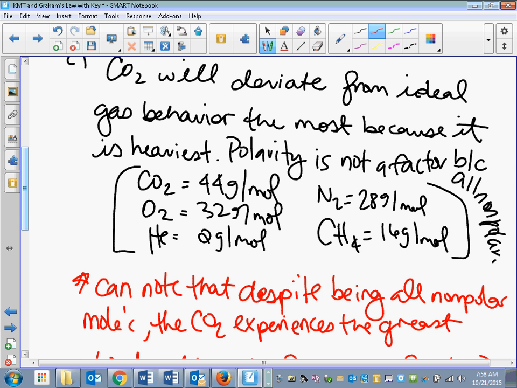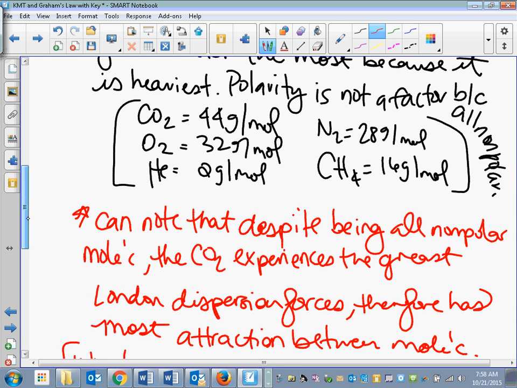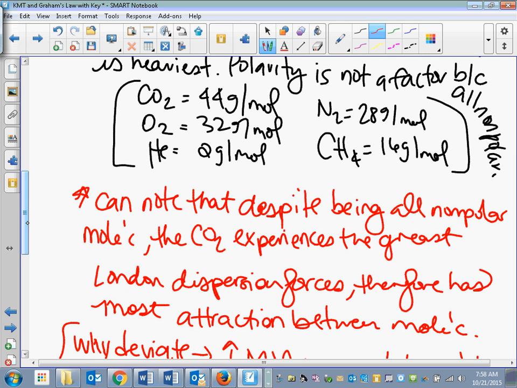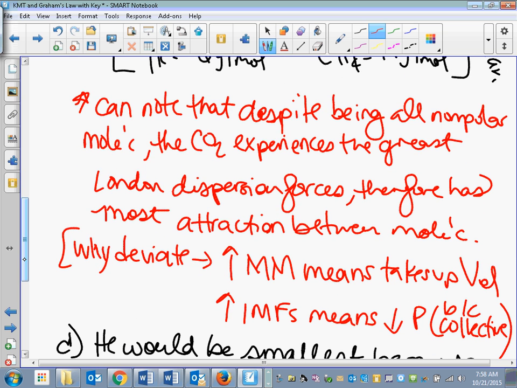But all these molecules are nonpolar, so then you're like, oh, well, that polarity part is not a factor. Sometimes it's not, but in this case it has a little bit to do with the pressure component of the ideal gas law, or the real gas law. If they all experience London dispersion forces, the rule is the heaviest one is the most polarizable. We're going to talk about that later in the year, but it has the ability to attract. If you have the most attractions, then you limit the number of collisions with your container wall, therefore limiting the pressure, which causes deviation.